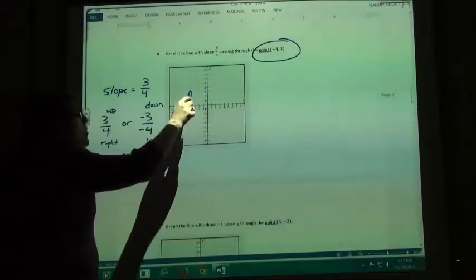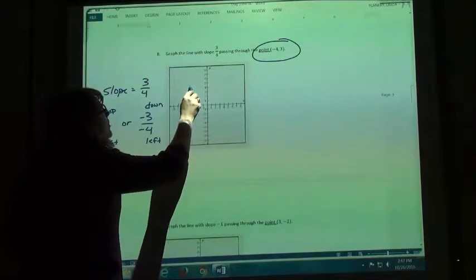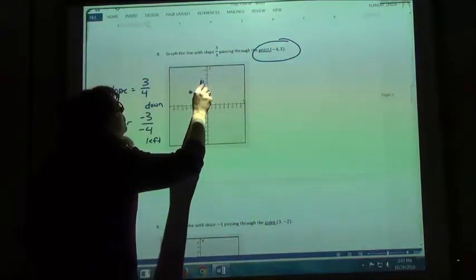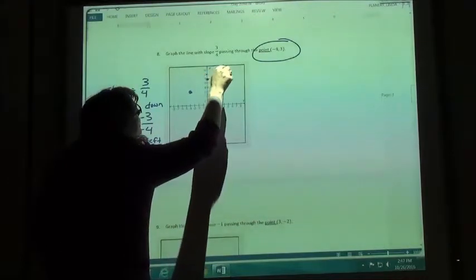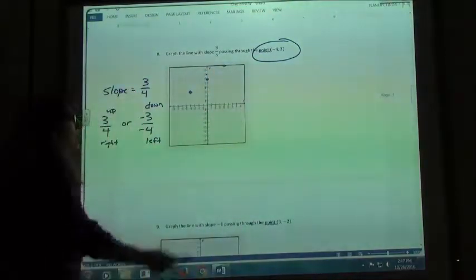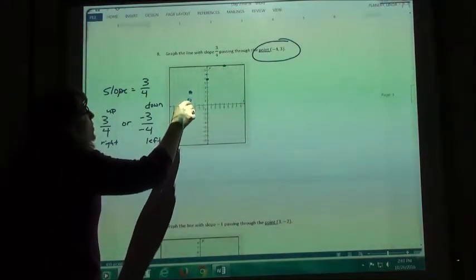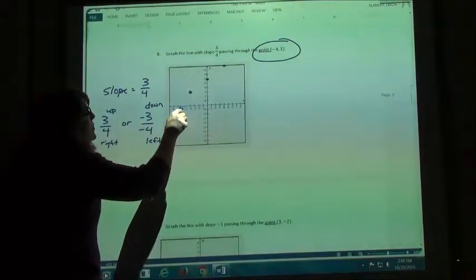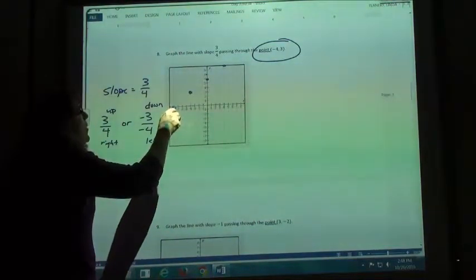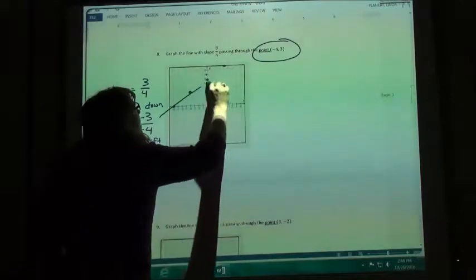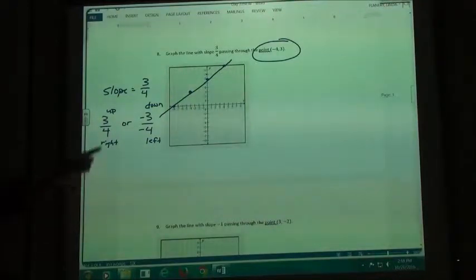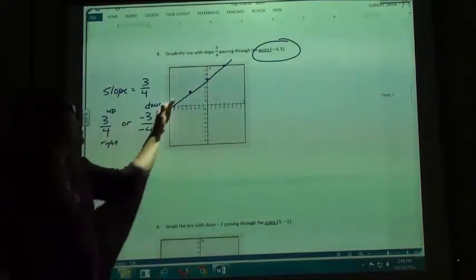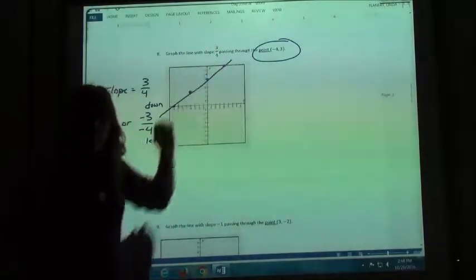So from the point we have marked, up 1, 2, 3 and over 1, 2, 3, 4. I could have also gone down 1, 2, 3 and over 1, 2, 3, 4. Going to run off my graph. Again, I really only need 2 points to make my line, but my line's going to look something like that. My slope is positive. I'm going uphill as I go from left to right.